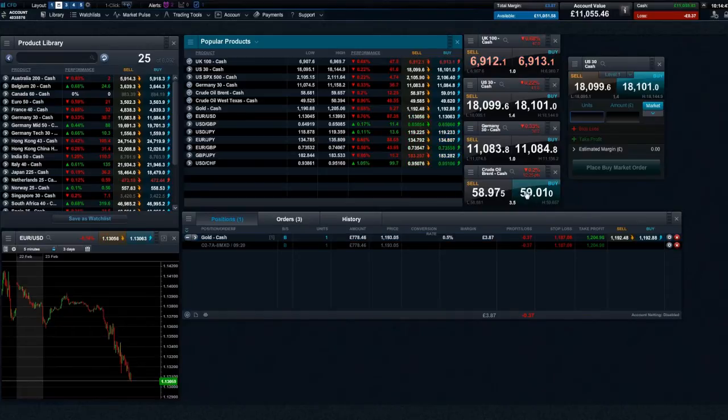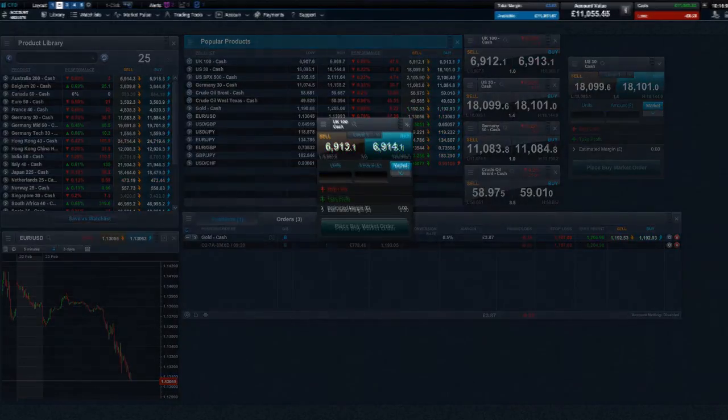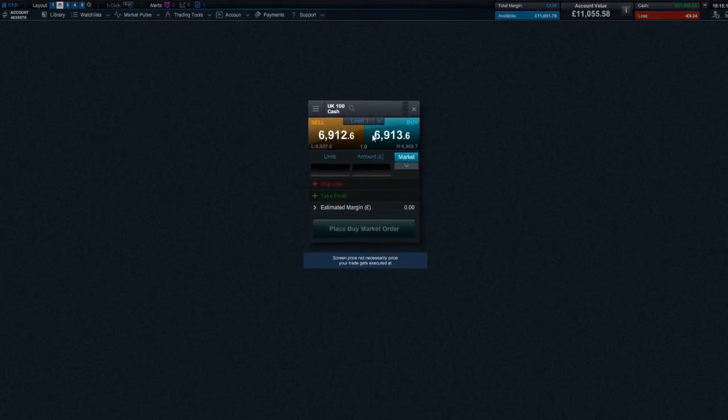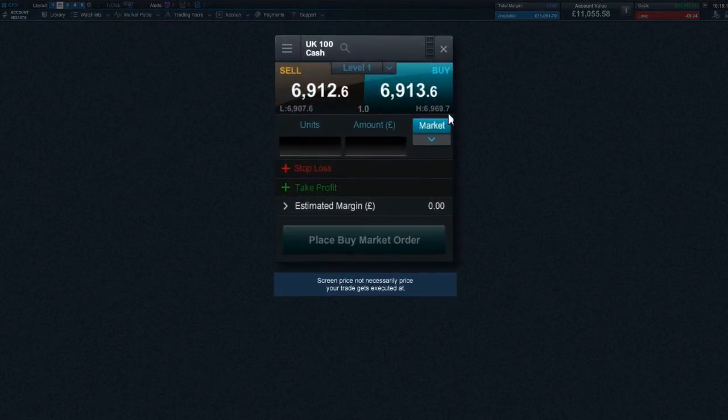If you think the price is going down, click on the sell price. In this example, we will buy. Clicking on the price launches an order ticket. The order ticket clearly displays the product name, the sell and buy price, the daily low and high price levels, the real-time spread, and the direction of the trade. You can swap the direction of the trade easily by clicking the relevant buy or sell price box.